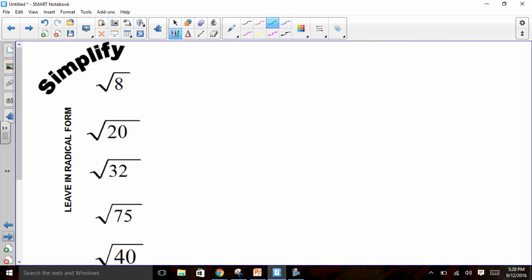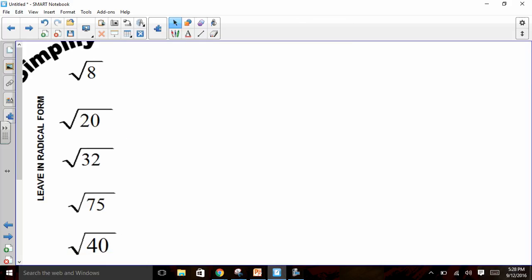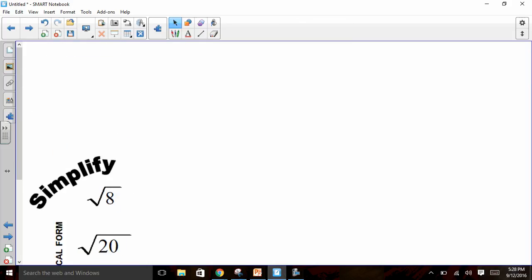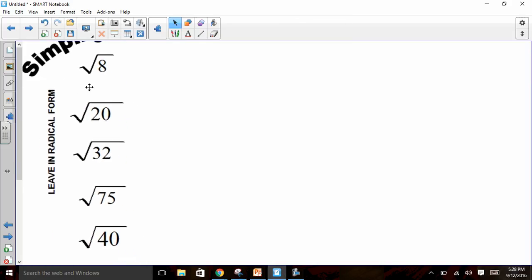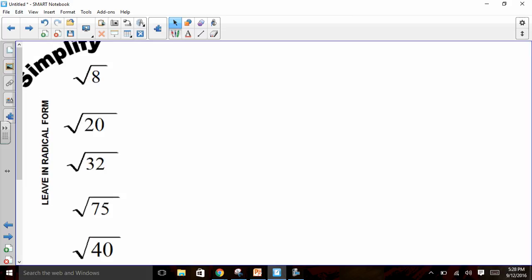Okay, we're going to look at simplifying some numbers that are not necessarily perfect. Oops, not meaning to move that. Got some coffee on my screen.